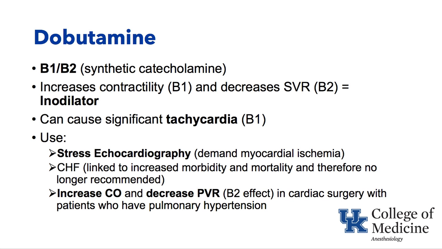Dobutamine used to be used in patients with congestive heart failure, but it's been linked to increased morbidity and mortality and therefore no longer recommended for chronic use in CHF. Dobutamine will increase cardiac output via its beta-1 effect and does decrease pulmonary vascular resistance, its beta-2 effect. So in patients who have pulmonary hypertension undergoing cardiac surgery, dobutamine has several beneficial effects, helping the right heart beat harder, left heart beat harder, and also decreasing pulmonary and systemic vascular resistance. So dobutamine, beta-1 and beta-2 agonism.